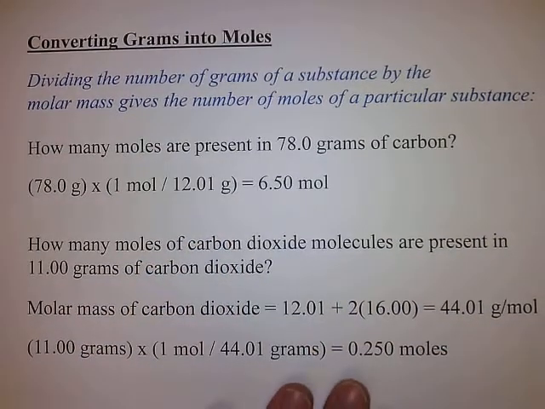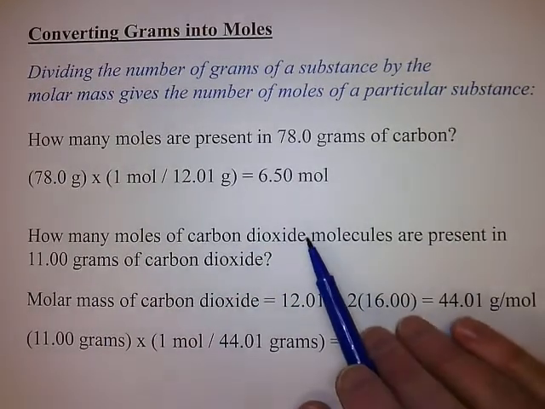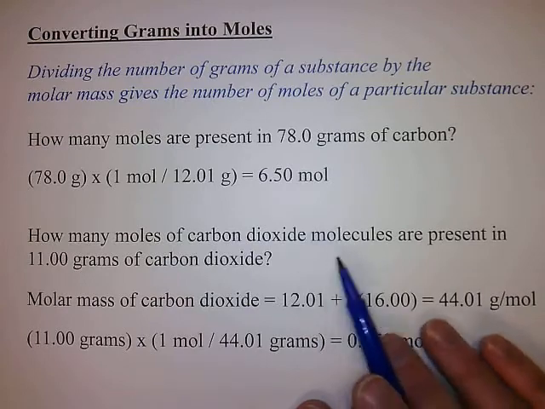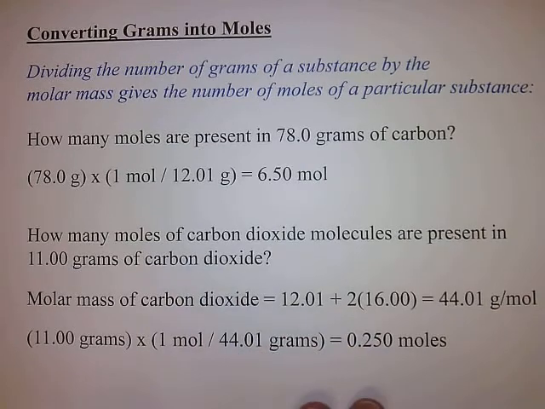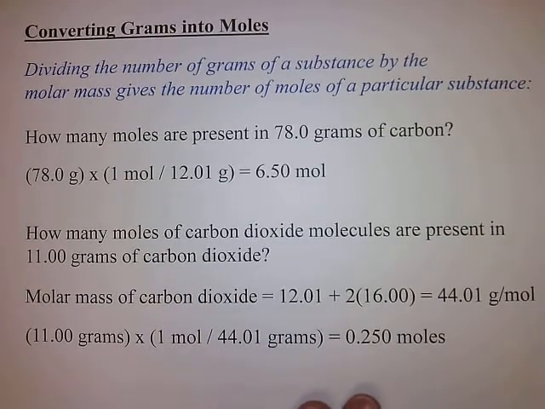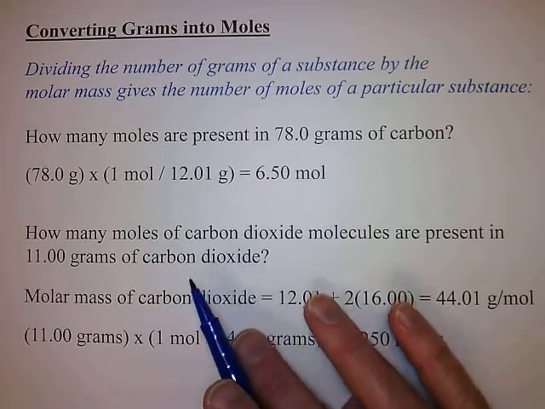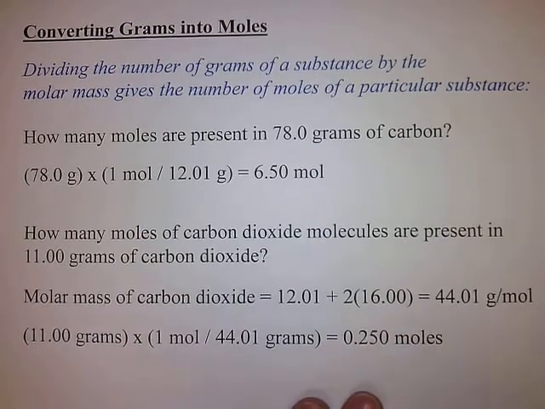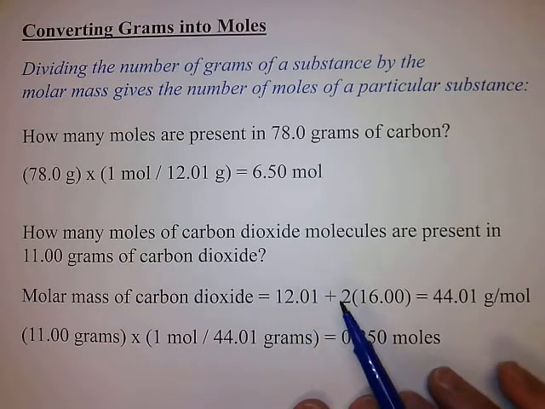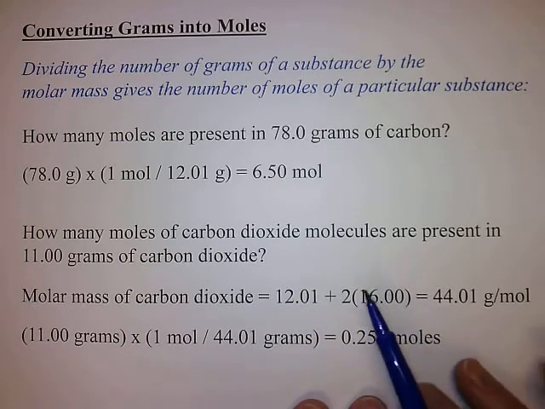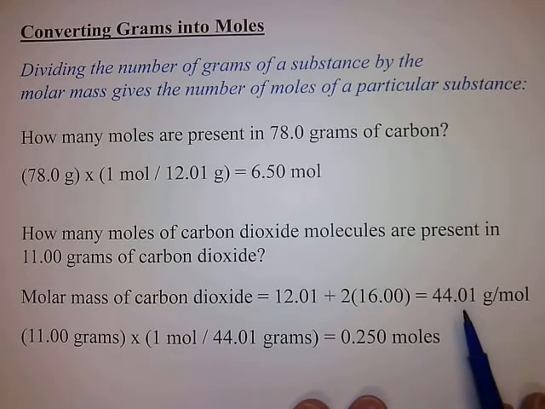Okay, now let's do this calculation for a molecule. Let's say, for example, how many moles of carbon dioxide molecules are present in 11 grams of carbon dioxide. Okay, so you have to figure out the formula weight of carbon dioxide, right? Carbon dioxide, the di means 2. You have 1 carbon and 2 oxygen atoms. So that's 12.01 for the carbon plus 2 times 16. 16 is the atomic weight of oxygen, and that comes out to be 44.01 grams, right?